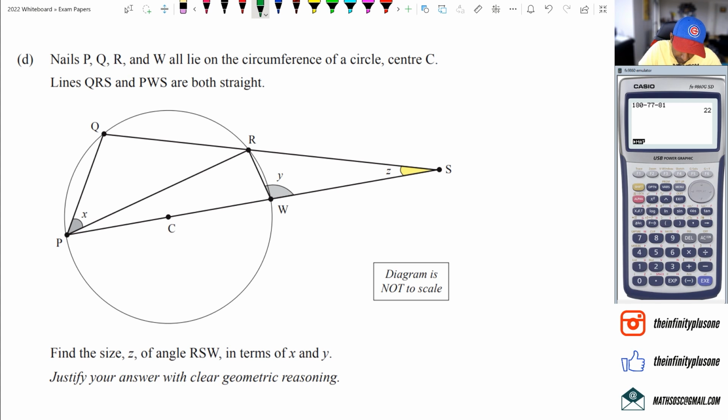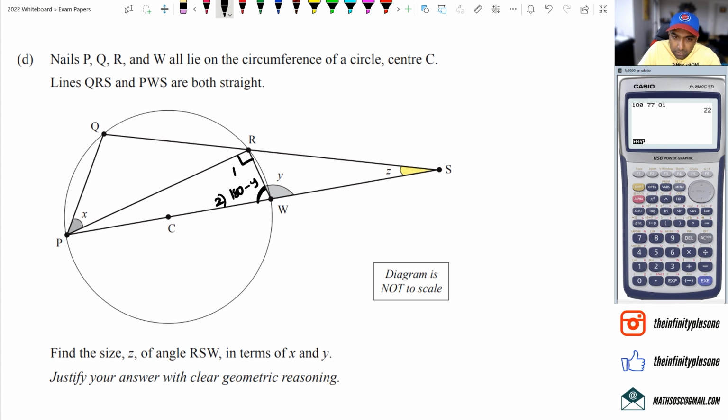So step 1, I can figure out what this little angle is going to be, because that's a nice and easy one: it's angles in a semicircle, so that's going to be 90 degrees. Number 2, I could figure out what this angle is because it's angles in a straight line, so that's 180 take away y. So that's right there, that's step number 2.